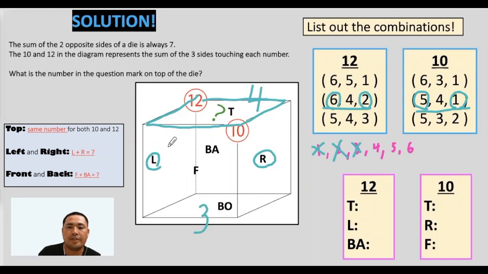And then your 6 on the 12 here is going to add to the 1 on the right. And then your back side is going to have the 2. And then the front side right here is going to have the 5. So for the 12, we have 4, 6, and 2. And for the 10, we have 4, 1, and 5.